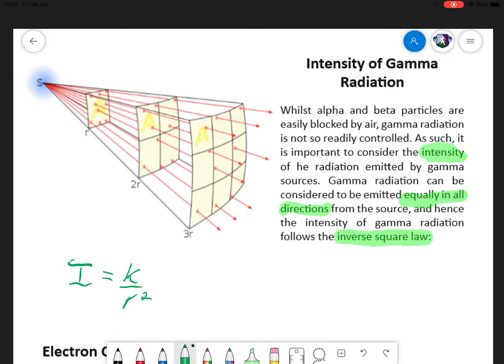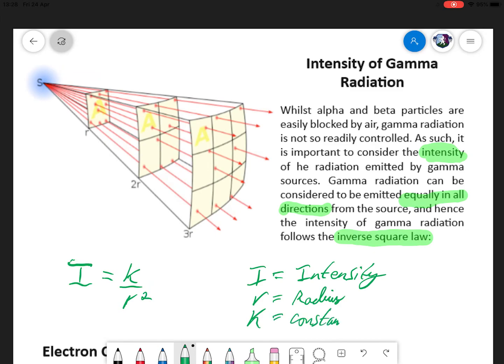So this law is represented quite simply through this equation. I, for the intensity, is equal to K over R squared. So as we said, I is intensity, and you don't need any unit for this. R, unsurprisingly, is the radius. Now this is the radius of the sphere at which the radiation is being emitted. So essentially it's the same as the distance from the source. K is a constant, an arbitrary value just to make this work, which we usually ignore.